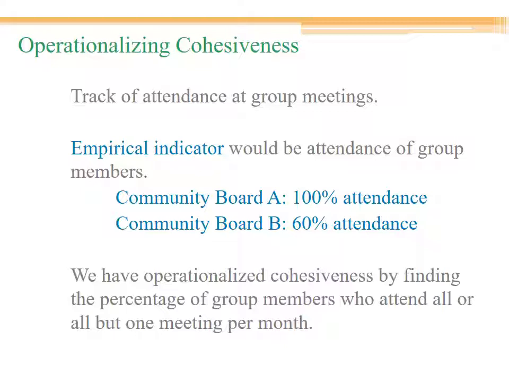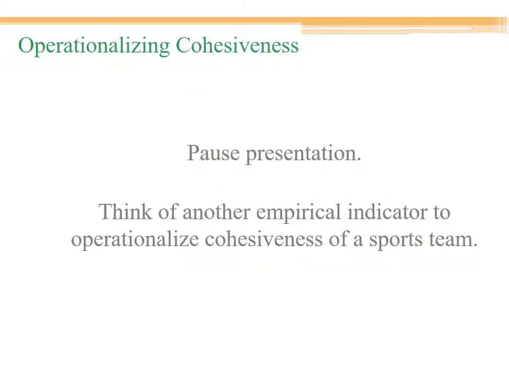However, the same empirical indicator would not work for different groups. This empirical indicator would be fine for a community board group where attendance is not mandatory, but what about a sports team? If you stop showing up to practices, you'll probably be kicked off the team. So let's see if you can come up with an empirical indicator to measure the cohesiveness of a sports team. Pause the presentation for a few minutes and think of another empirical indicator that could operationalize cohesiveness for a sports team.